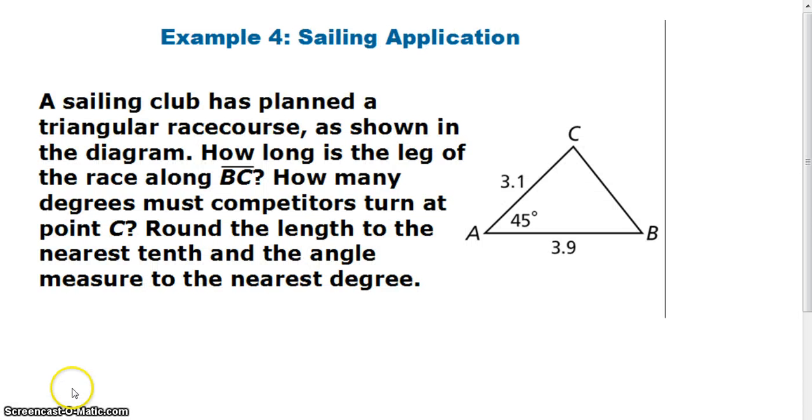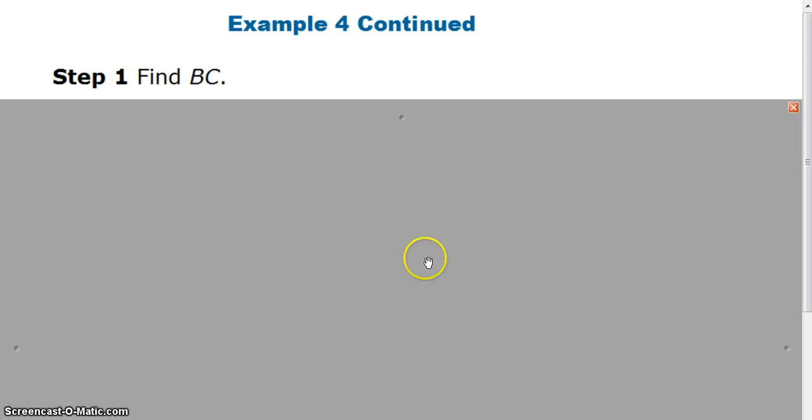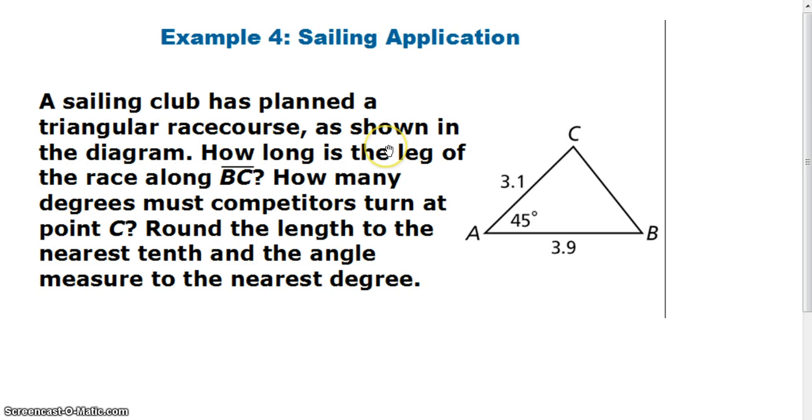Okay, so the first thing we want to find is BC, right? And we do have this angle here, 45 degrees. We have no other angle, so which of the laws are we going to use? Law of cosines, right? So to find BC, we know that BC squared equals the sum of these other two sides, the adjacent sides, minus 2 times what? You remember?